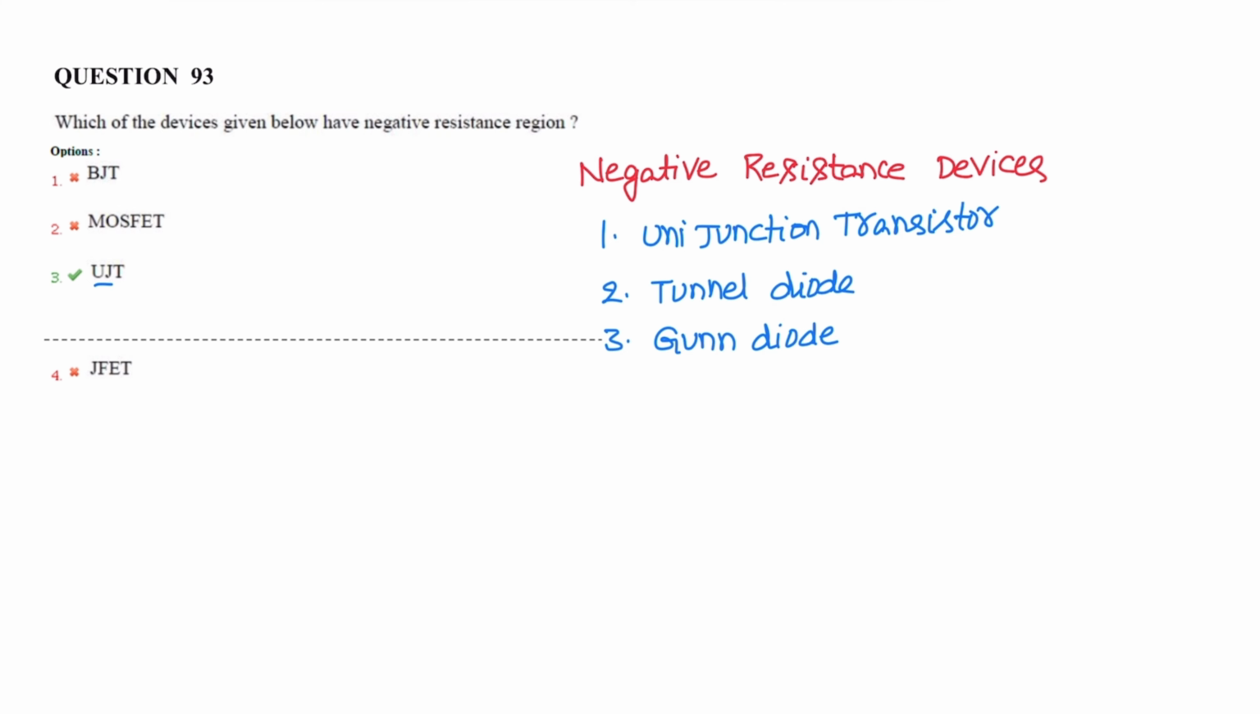Question number 93. Which of the following devices given below have negative resistance? BJT, MOSFET, UJT and FET. So among these options, unijunction transistor, UJT has negative resistance. It exhibits negative resistance, and the other devices are tunnel diode and Gunn diode that exhibit negative resistance.